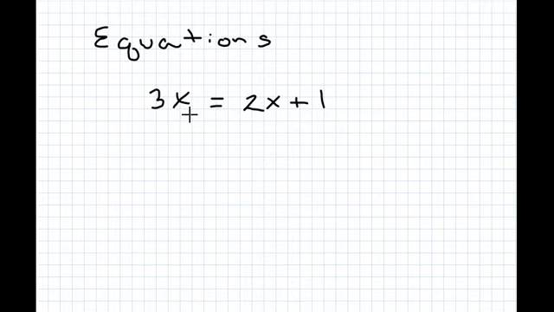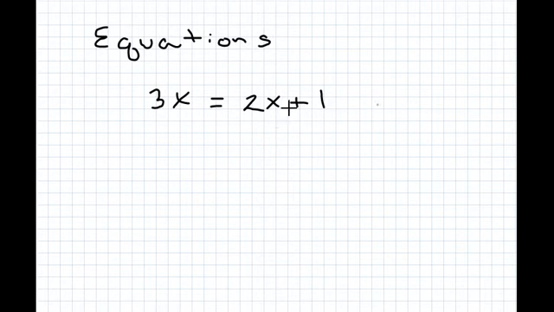And the idea here is we want to find all the values of x for which the statement is true. In other words, what can we plug in for x on this side, and plug in the same number on the right hand side, and then both sides are going to be equal? For example, 6 would be equal to 6.